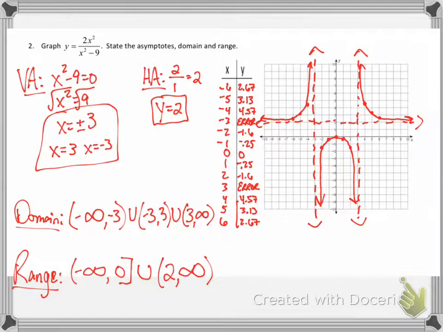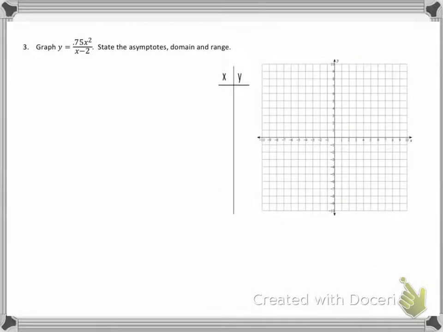So the last example, we have same idea. Here's another function. So we have 0.75x squared divided by x minus 2. So, same deal. Let's go ahead and find our vertical asymptote. Now, this will be a little bit easier because we have a much nicer denominator. X minus 2 equals 0, x equals 2. That's a lot easier. So, x equals 2. Here's my asymptote.